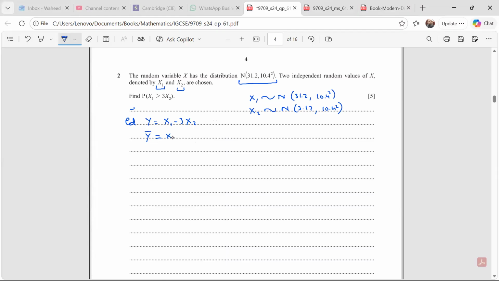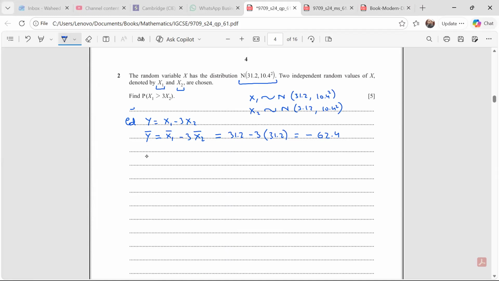It is the mean of x1 minus 3 times the mean of x2. So the mean of x1 is 31.2 minus 3 times the mean of x2, which is again 31.2. So it will come out to be negative 62.4.